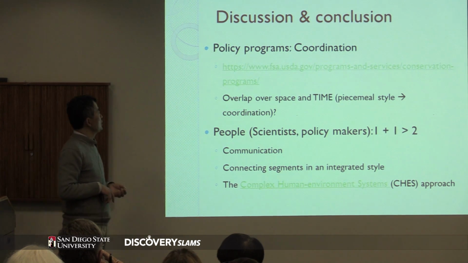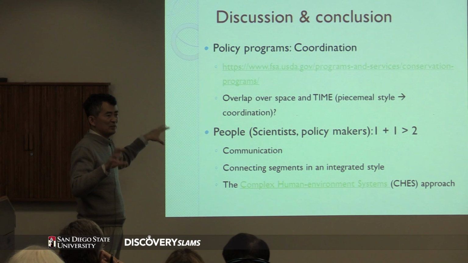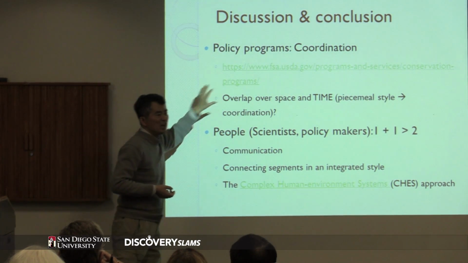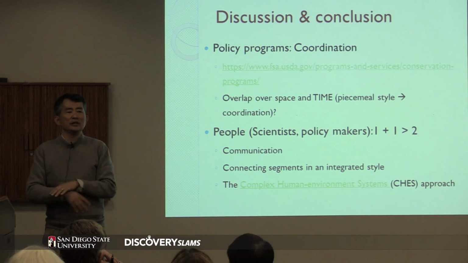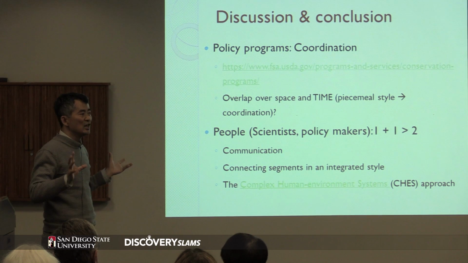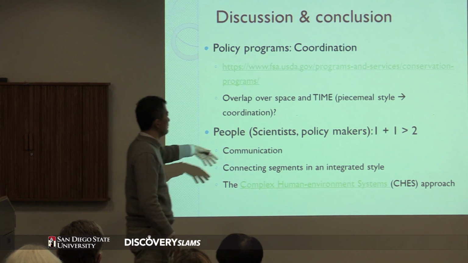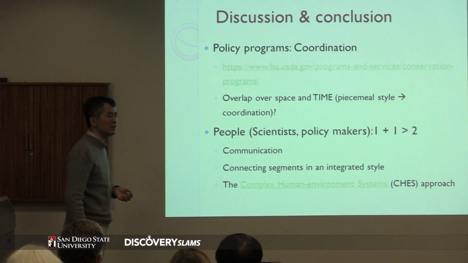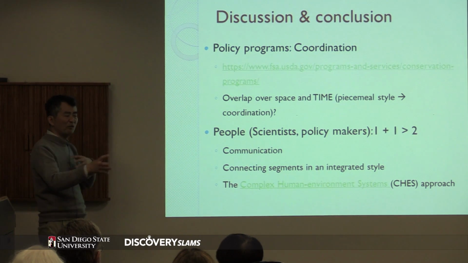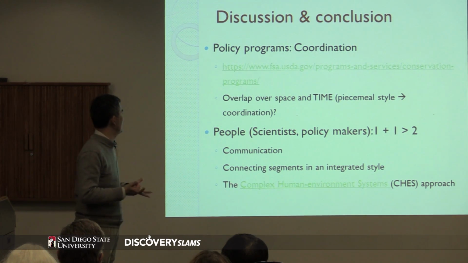Well, in general, in the US, there are many, many policy programs, especially PES conservation programs. Here is a website, even just under USDA. I just visited the website, and there are at least 7 programs. But usually we do it in a piecemeal style. We seldom, if ever, consider the overlap over space and the overlap over time, and how the programs should be coordinated with one another.